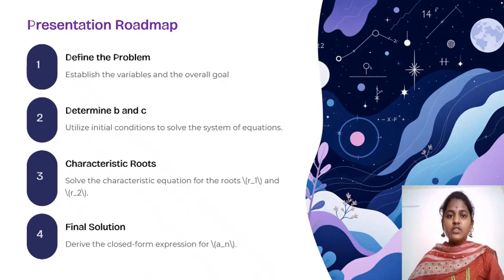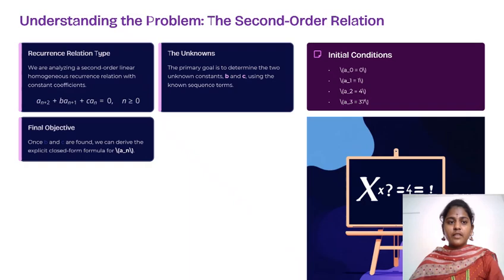First, establish the variables and the overall goal. Next, utilize initial conditions to solve the system of equations. Next, solve the characteristic equation for roots R1 and R2. And next, derive the closed form expression for an. Next, understanding the problem. The second order relation. First, recurrence type, relation type.